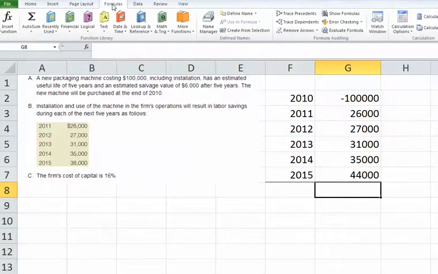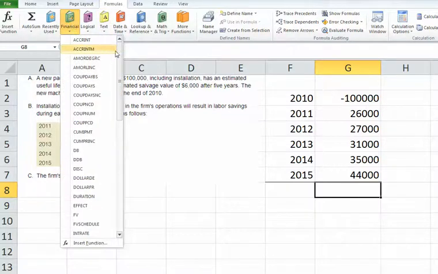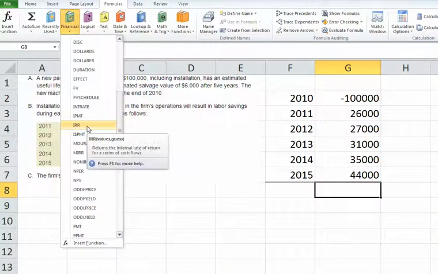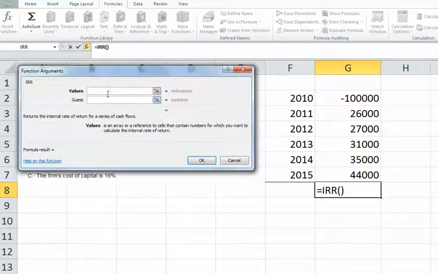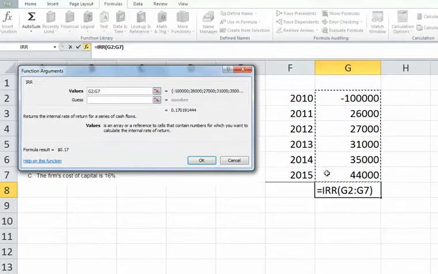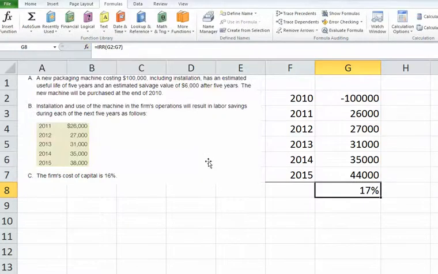So we'll come up here to Formulas, Financial, and go down to IRR for internal rate of return. And it gives us a nice box here. This is one of the easiest calculations you're going to do. All you have to do is come over here and highlight all of those projected inflows and outflows over the years. And then I hit enter. So okay, it gives me a return of 17%.